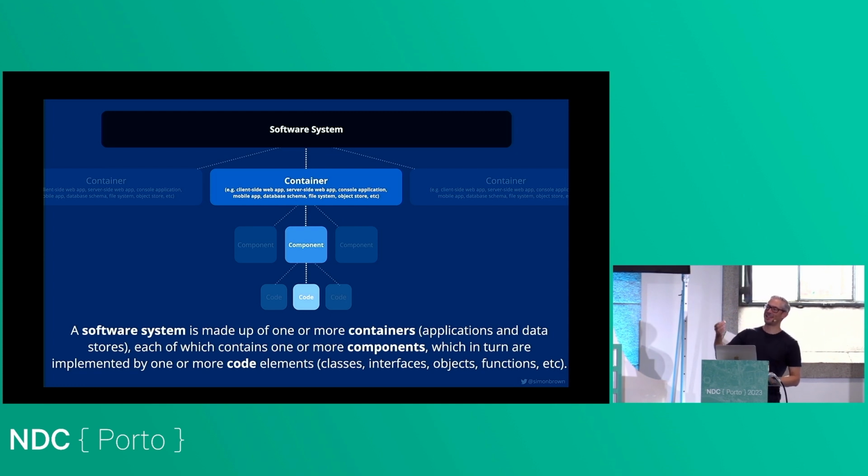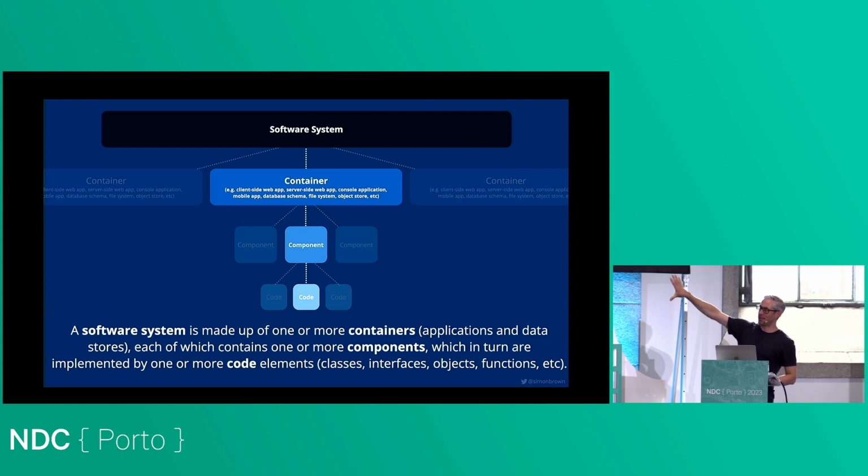If we zoom in and look inside the application containers, the things that are ultimately built from code, I'm going to say they are made up of one or more components. So by component, I mean this: a grouping of related functionality, hopefully behind a nice, clean, simple, well-defined interface, running inside a container. So in this set of abstractions, components are not individually deployable units. It's the container. It's the application that's the deployable, runnable unit.